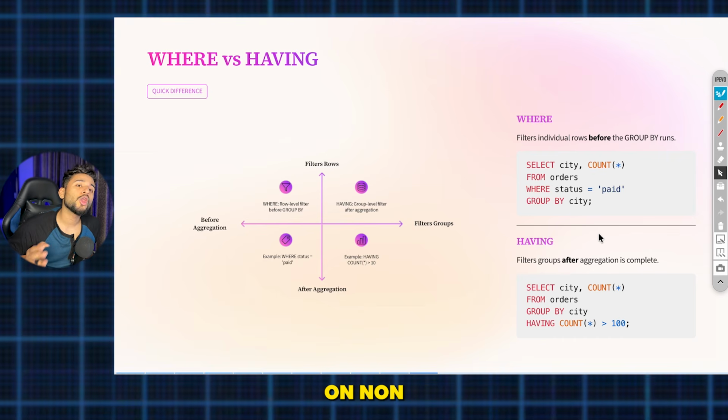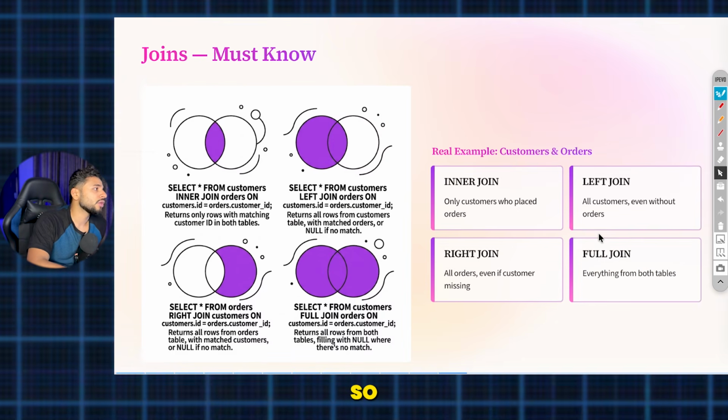If you want to apply a condition on non-aggregating columns, like city, order, status, there you will be using your WHERE condition. Very, very important.